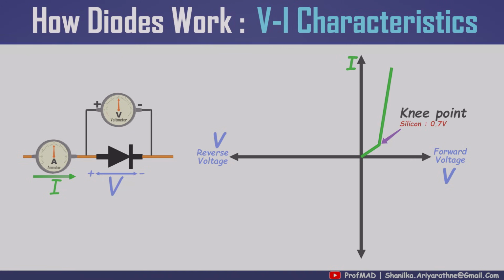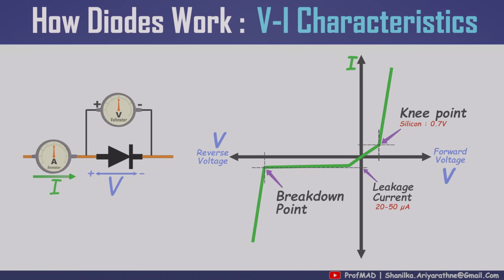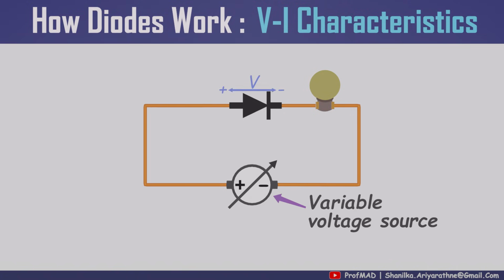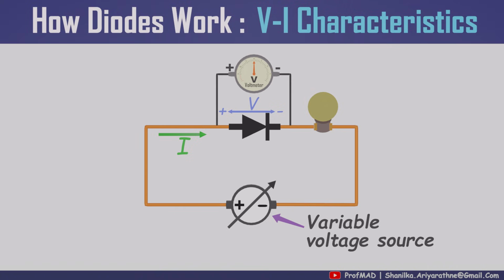Let's analyze the diode VI characteristic. Here's a simple test circuit. We use a variable voltage source, and our goal is to measure two things: the voltage across the diode and the current flowing through it as we change the voltage. To do that, we connect a voltmeter across the diode and an ammeter in series with it.